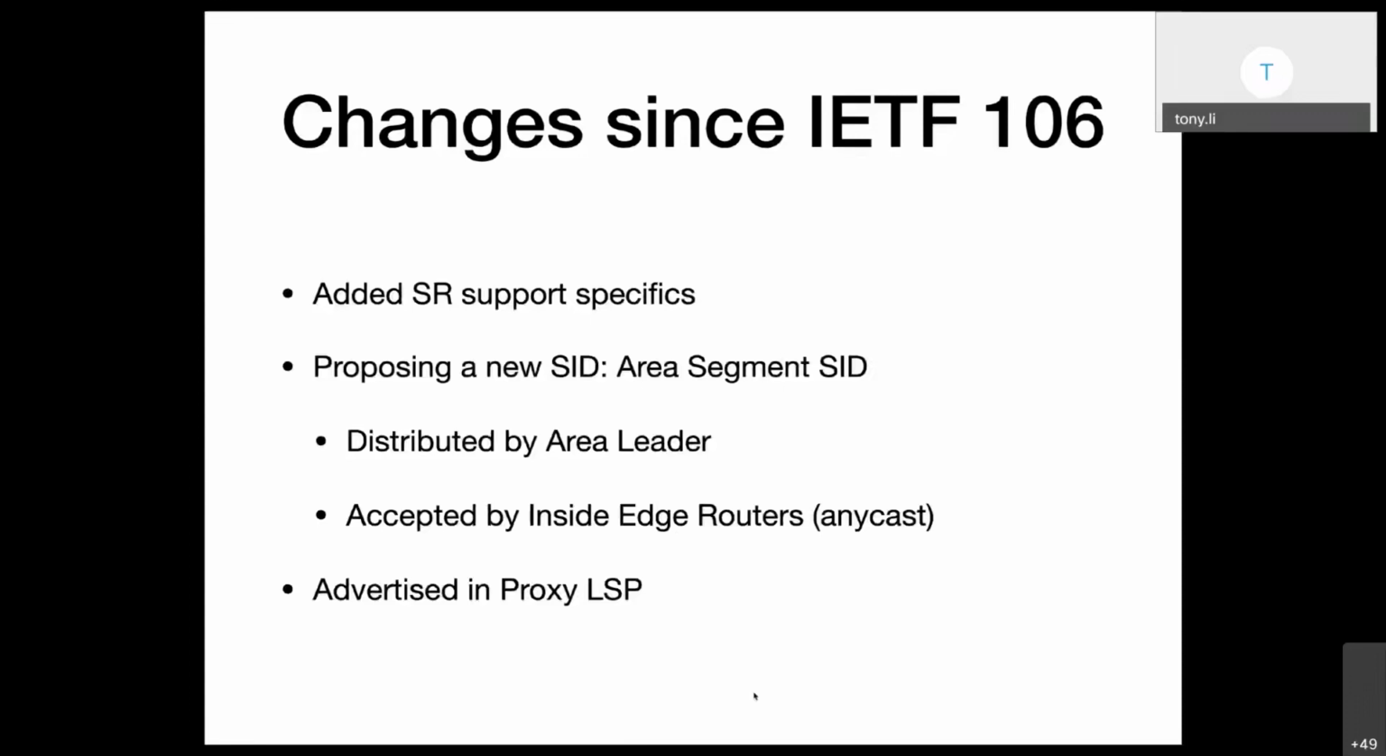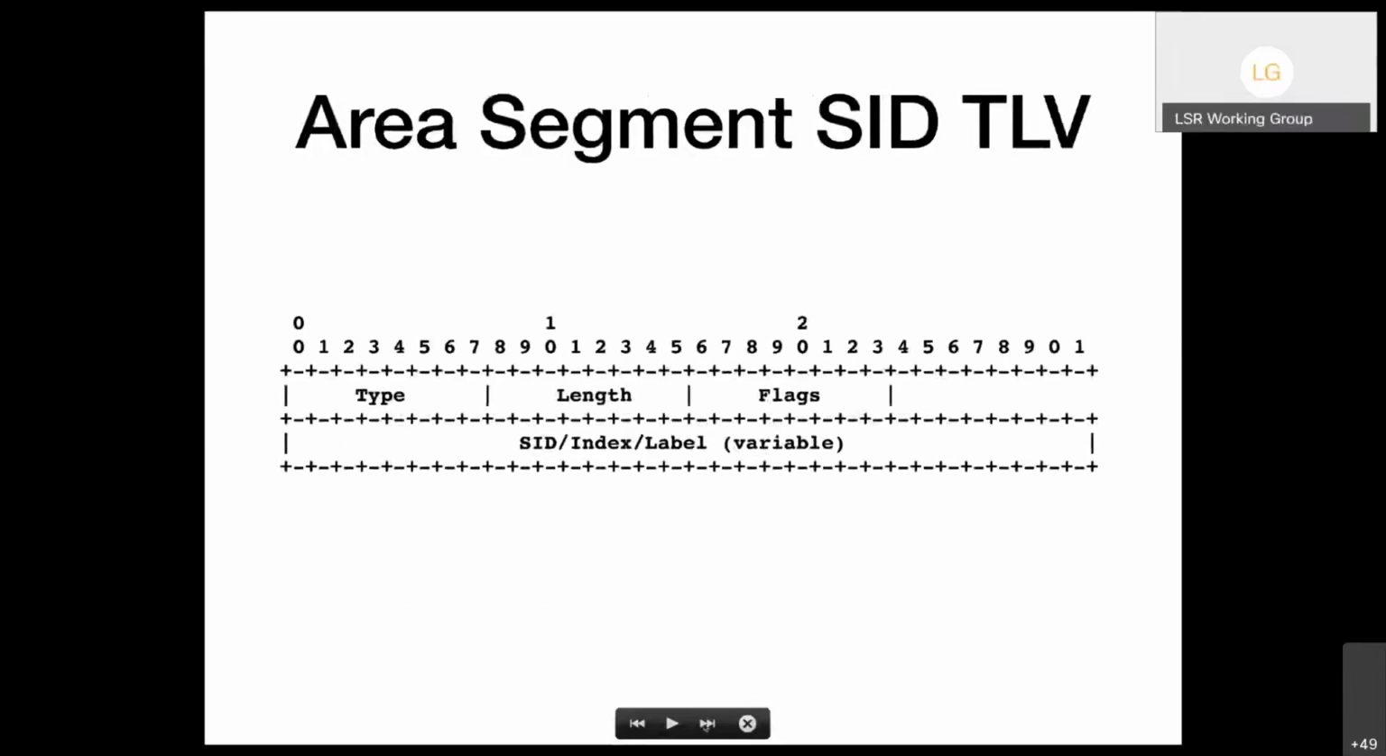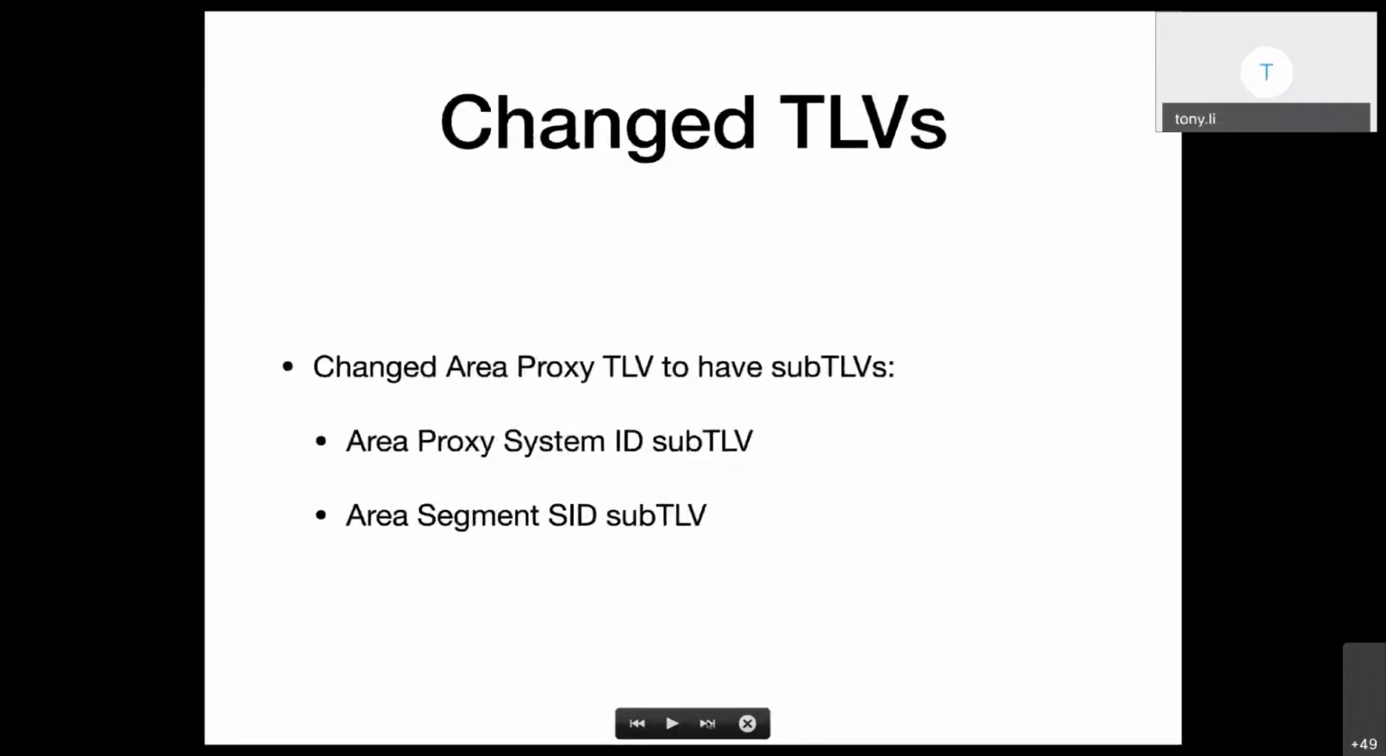The format of this looks just like any other SID, not very fancy. We also changed a couple of other things. We took the area proxy TLV and changed the encoding so that it now has sub-TLVs. It contains the area proxy system ID that was already there. And then we added another sub-TLV so that all of the nodes can pick up this area segment SID.